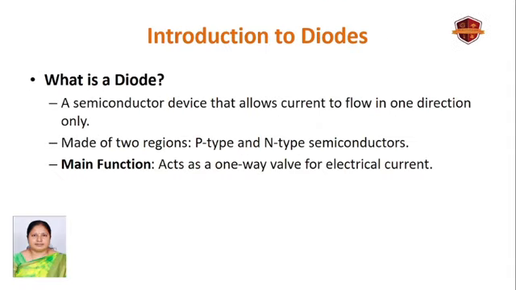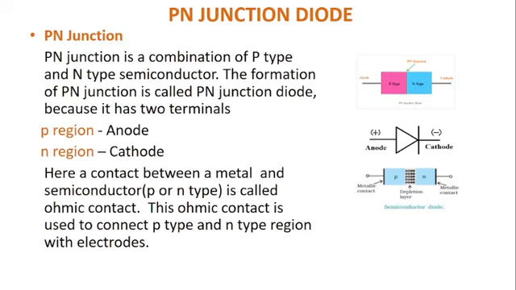Next we see what is a diode. Diode is nothing but a semiconductor device that allows current flow in only one direction. Here the diode is made up of two types of regions. One is P-type and another is N-type semiconductor. The PN junction diode is formed by the combination of P-type and N-type semiconductor. The formation of PN junction is called the PN junction diode.